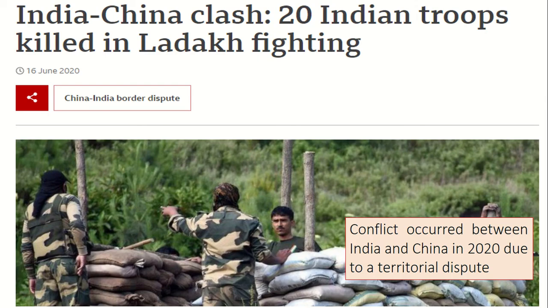One of the key examples I can think of is this happened this year. Now, this article was in 2020 in June. There's been a recent one as well. And India and China have an ongoing territorial dispute. And that hit a flashpoint in 2020 when 20 Indian troops were actually killed in fighting. So the territorial dispute got that intense that both China and India started firing along the border, and 20 people ended up being killed in that dispute.